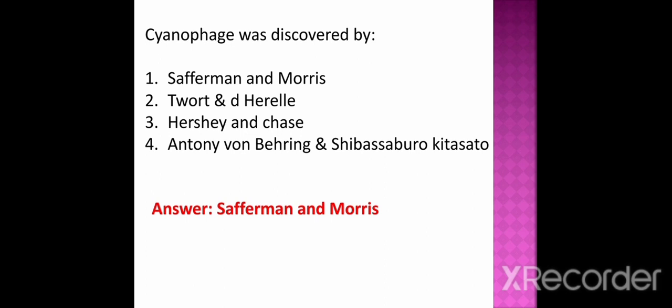Here we already discussed that Twort and d'Herelle discovered the bacteriophage. Hershey and Chase, in option 3, discovered DNA as genetic material. Whereas the first option is Behring and Kitasato. Behring and Kitasato discovered the diphtheria antitoxin.